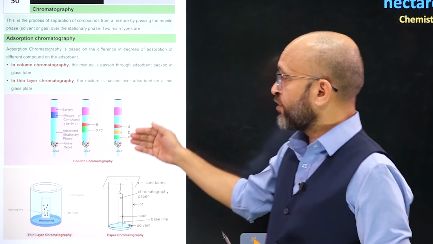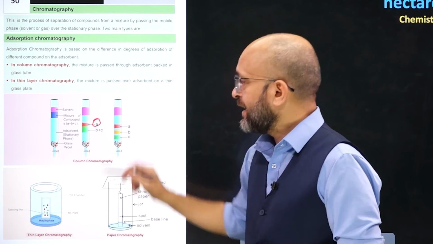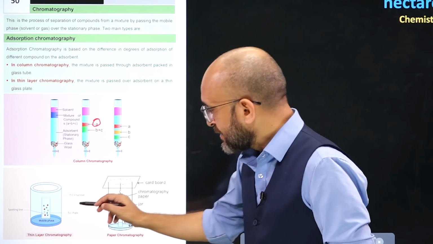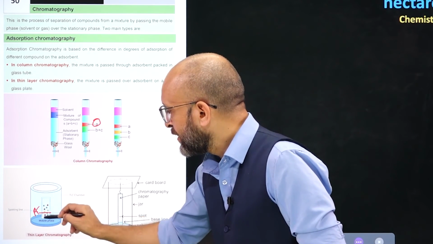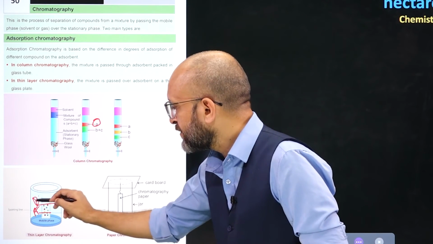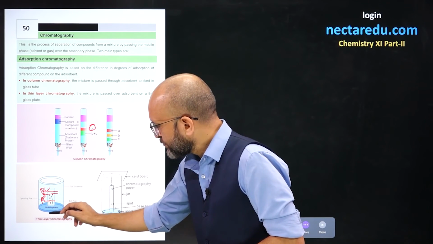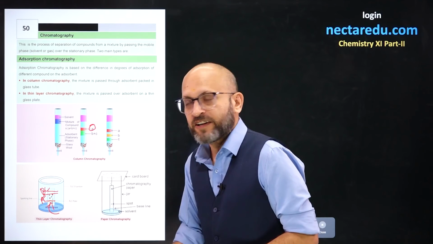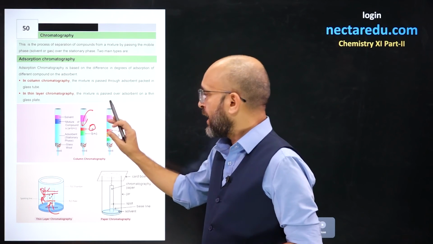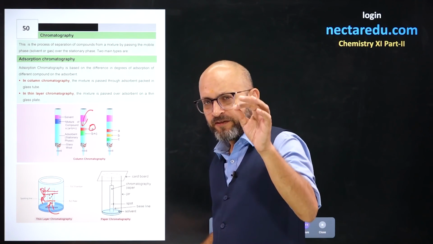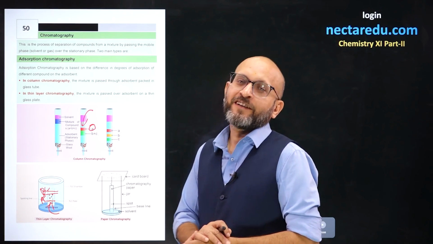So if in column chromatography the component at the top is getting adsorbed first, then the adsorbing power of A is greater than B and C. And in thin layer chromatography, if A was there, A will be adsorbed first at the bottom, then B, then C, because the adsorbing power of A was more. So here the solvent is moving from the bottom, so A will adsorb first, and there the solvent is moving from the top. So the difference is there. So the higher adsorbing power component will be at the top in column and it will be at the bottom in thin layer chromatography. So that is it for now.